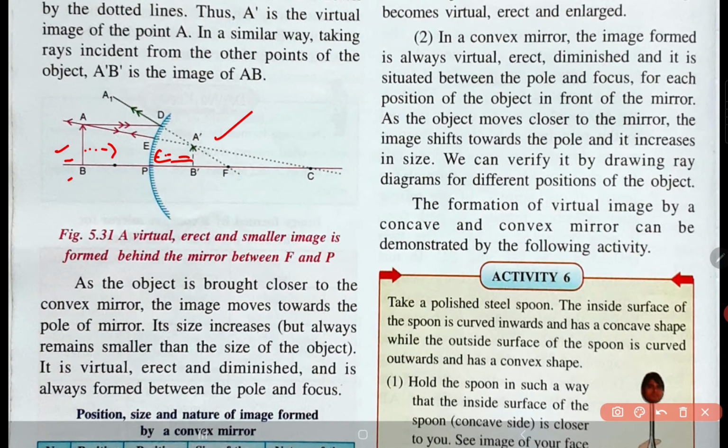So it is virtual, erect, and diminished always. And it is always formed between the pole and the focus. It's always formed between the pole and the focus. So this is the scenario for the convex mirror. But let us try to learn how to draw this particular diagram.